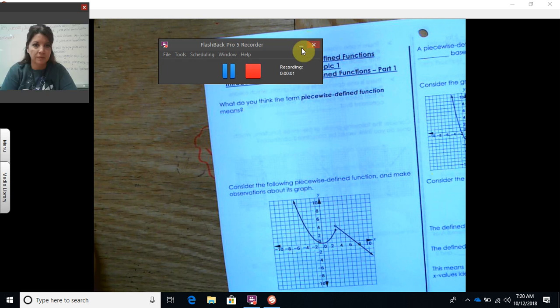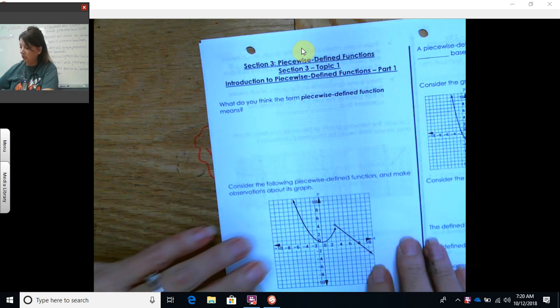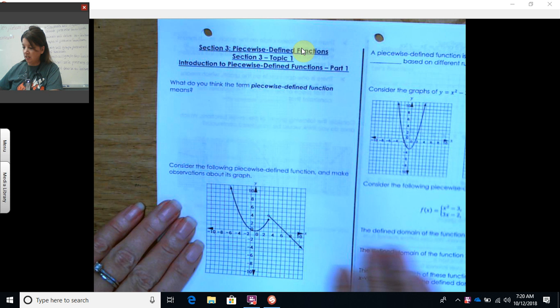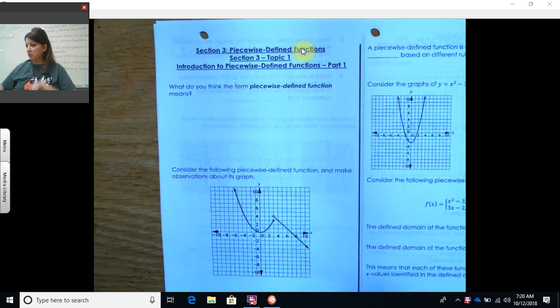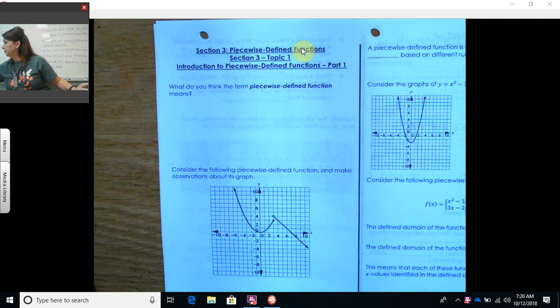Alright, so we are starting section 3, topic 1, piecewise functions. So it starts with, what do you think the term piecewise defined functions means? Anybody have any idea what piecewise defined functions means? Any idea? Nobody? Piecewise defined functions. Basically, it's pieces of different functions.